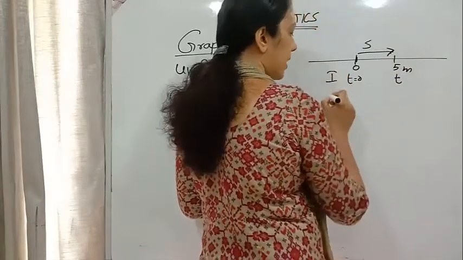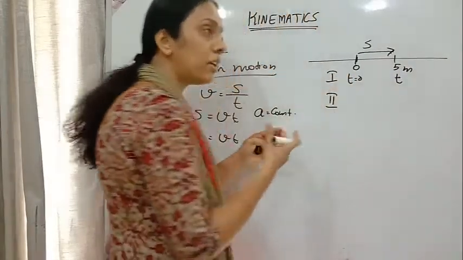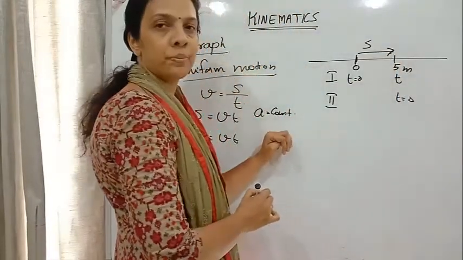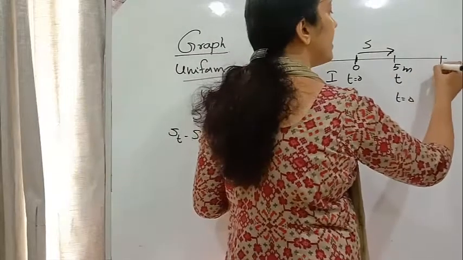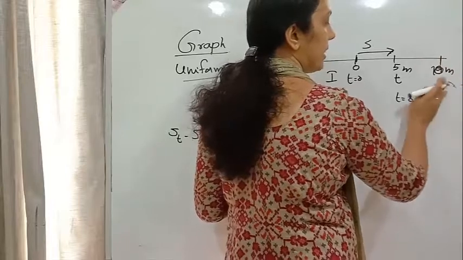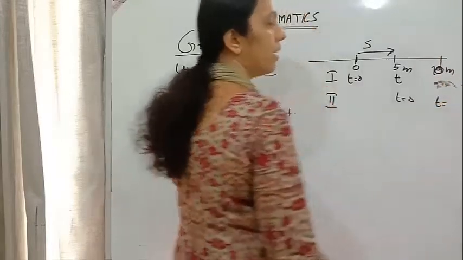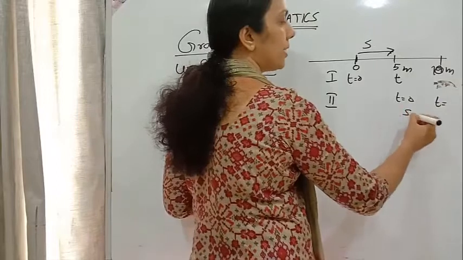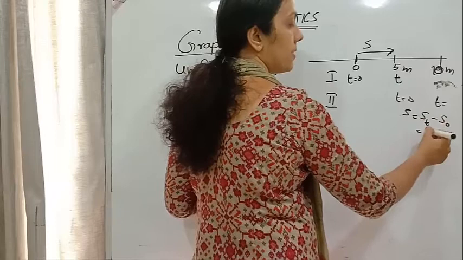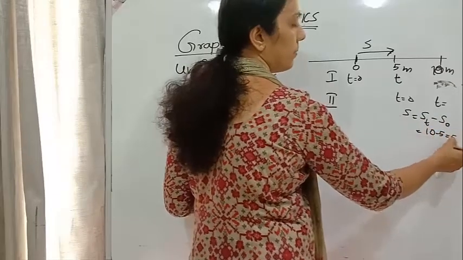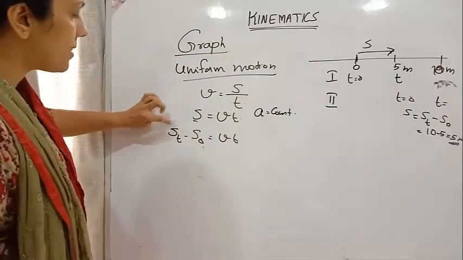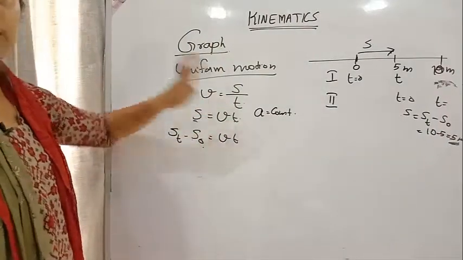This is the first case. In the second case, I start my observation when the object is at 5 meters. Then after t seconds, it reaches 10 meters. So what will be the displacement at that time? S at t minus S at 0, that is 10 minus 5 equals 5. Okay, clear? This is how we will do it, finding St minus S0 equals V into t.